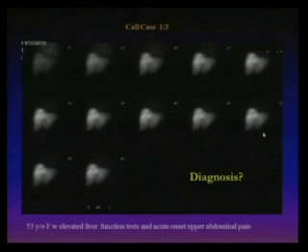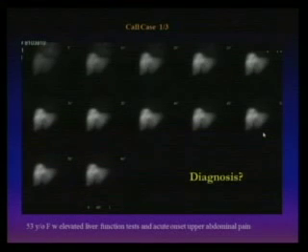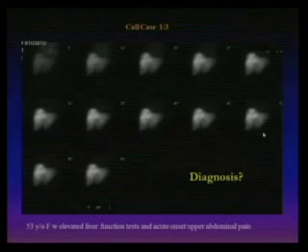HIDA study. All right, so we're seeing the liver fairly clearly. You're saying there's an elevated liver LFT and acute onset upper abdominal pain. I don't see any tracer within the CBD. I don't see any tracer within the blood or in the intestines. So we did a delay image, exactly the same image. So what do you want to tell me? I'm thinking of an obstruction somewhere. I don't know what's causing it yet.